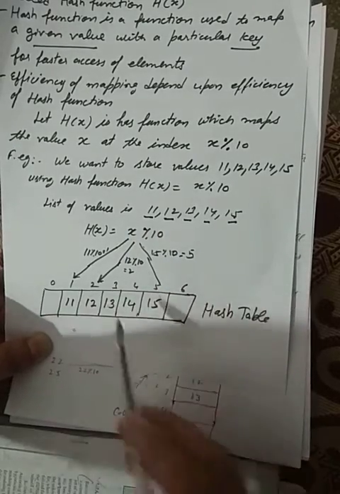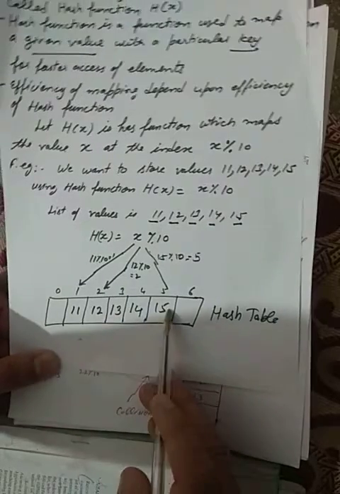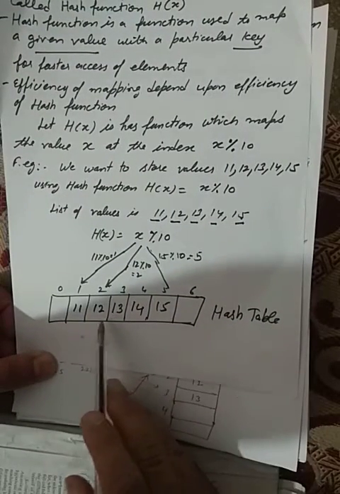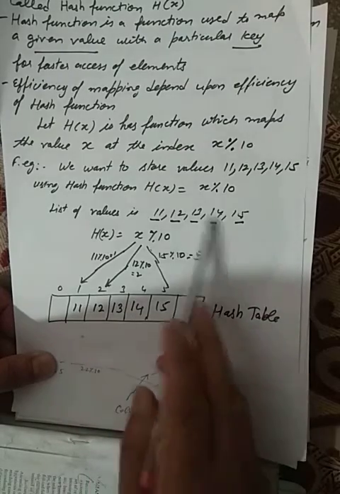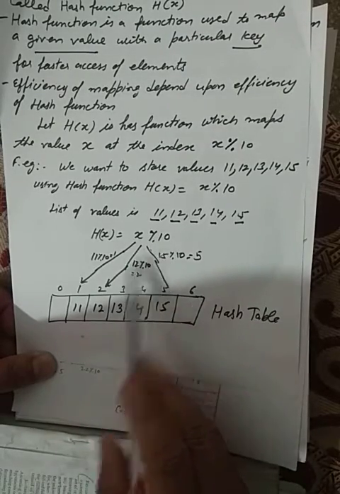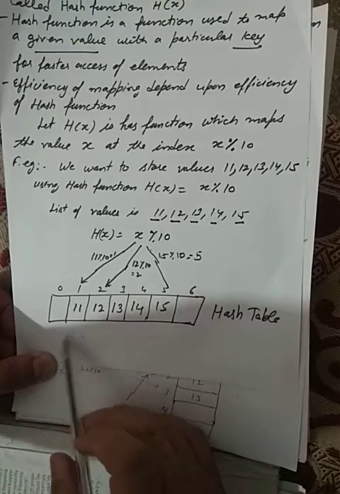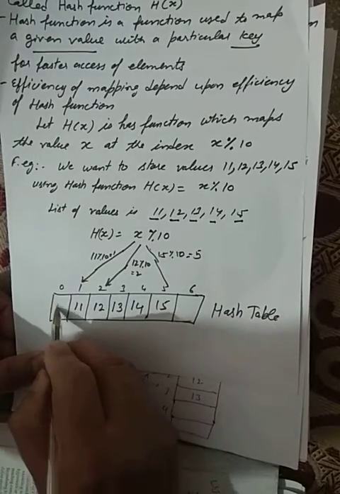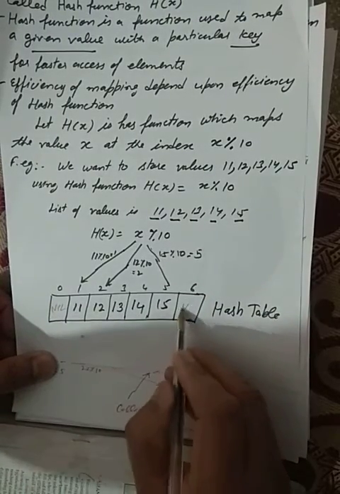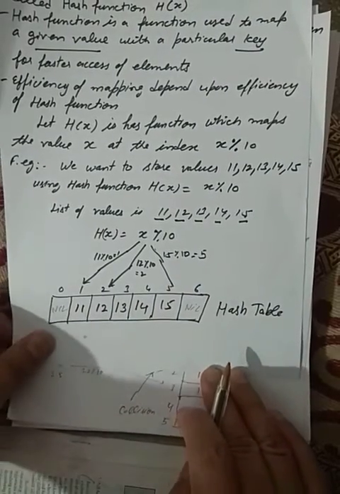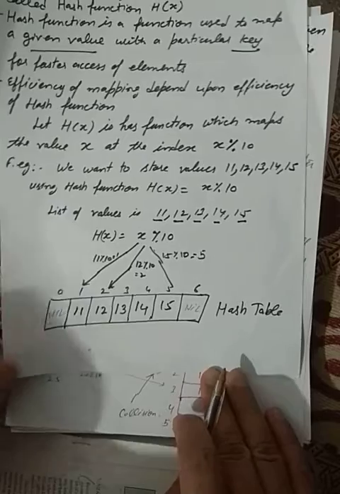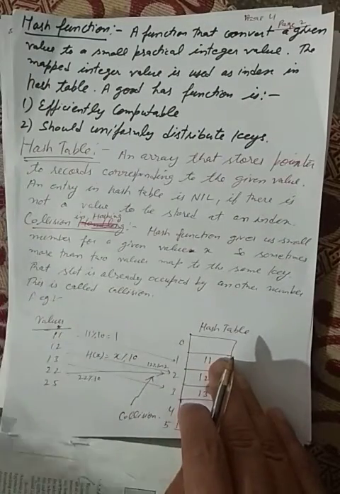So we can store different values in this hash table. The different locations of this table are filled with the given values by this hash function, and the others can be written as nil. So this can be a nil value, or this can be nil. There is not any element stored here at this point. So this is the basic concept of hashing.